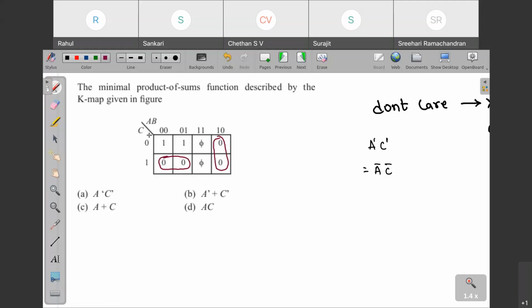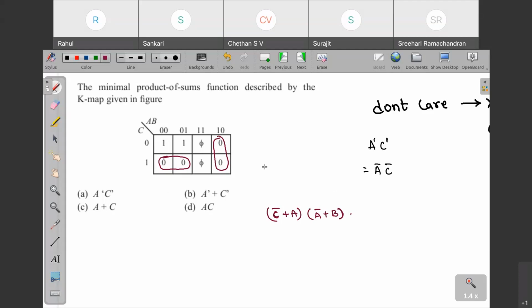If I solve this, you can see over here C is common. So C equal to 1 is common, so this will be C complement. And out of AB, what is common over here? You can see A equal to 0. And for this group, A equal to 1 and B equal to 0. Okay, fine. Now tell me, is this correct or not? Obviously this is not correct because none of the options are matching.